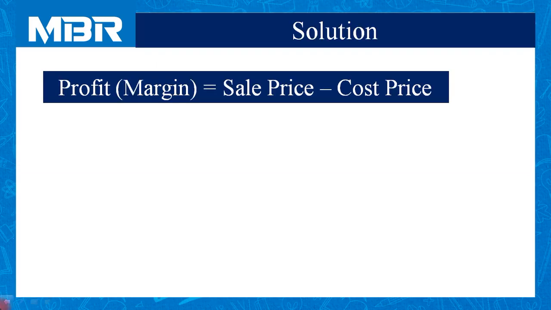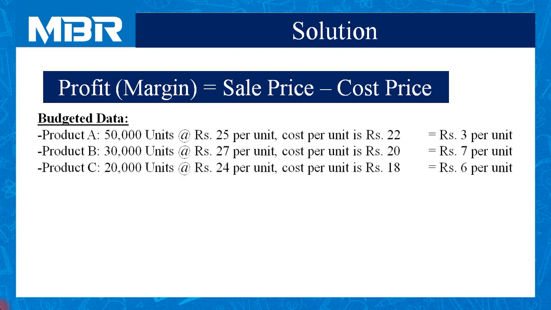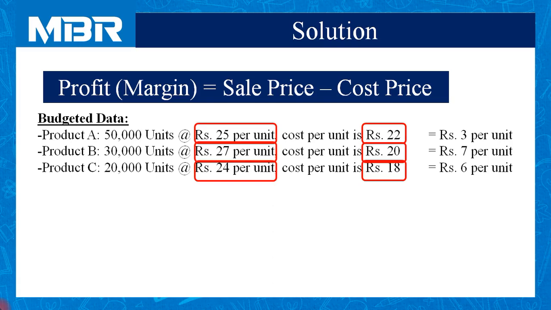Now, we need to calculate the amount of profit. Profit equals sell price minus cost price. For budgeted data, products A, B and C, the sell price is given by the examiner in a ready-made form, and in the paragraph of budgeted data, cost per unit is also given as rupees 22, 20 and 18 respectively. Using this information, you can easily calculate the amount of budgeted profit for product A, product B and product C. And the amount of profit is rupees 3, rupees 7 and rupees 6 per unit respectively for products A, B and C.